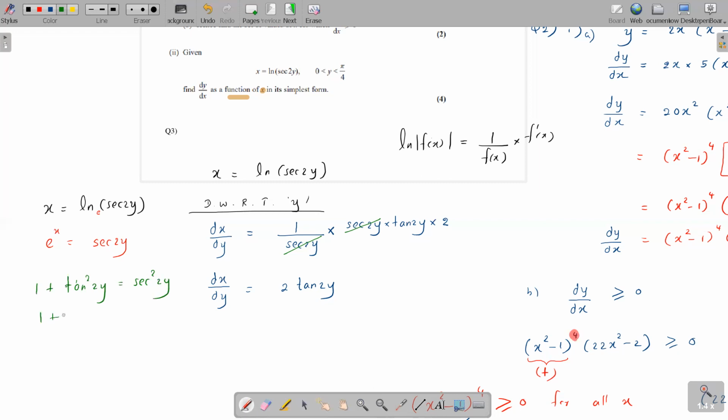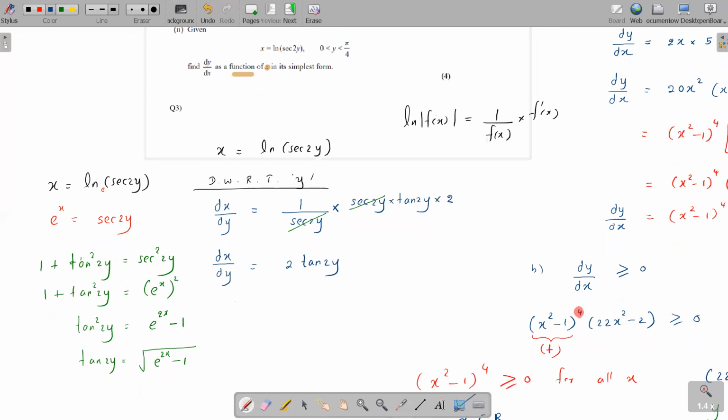Right? So 1 plus tan square 2y equals sec square 2y. Since sec 2y is e to the power x, sec square 2y is e to the power x whole thing squared. So tan square 2y will be e to the power 2x, the powers multiply, minus 1. Is that okay? So tan 2y will be the square root of that whole thing. Is that okay?